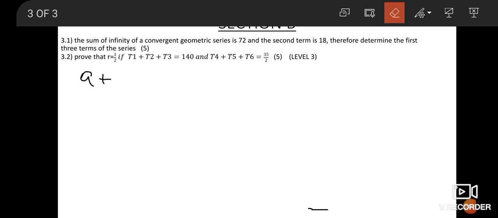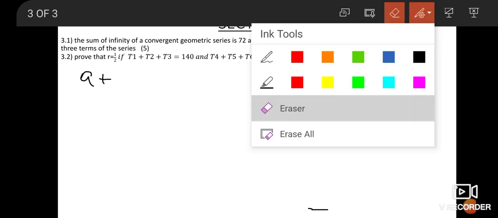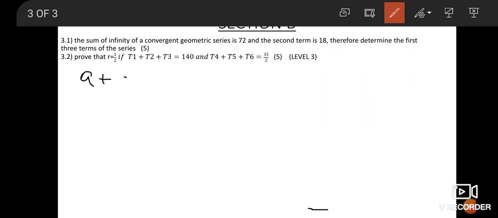Let me write that nicely. We're simply skipping a step and saying ar, because we know the exponent is n minus 1 and it's 2 minus 1, which equals 1. Then the next one surely would be ar squared equals 140. Then the other one is T4 plus T5 plus T6 equals 35 over 2.